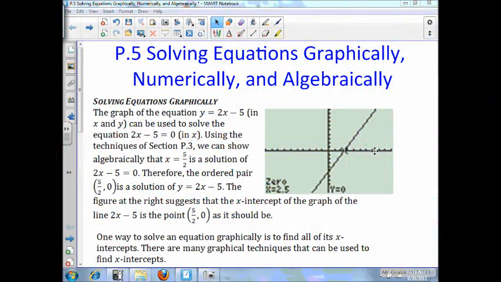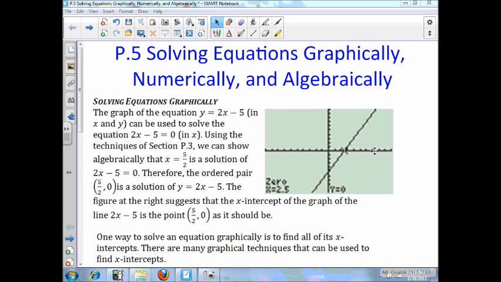In this lesson, we're going to be solving equations graphically, numerically, and algebraically. The graph of the equation y equals 2x minus 5 in x and y can be used to solve the equation 2x minus 5 equals 0 in x. Using the techniques from section P.3, we can show algebraically that x equals 5 over 2 is a solution of 2x minus 5 equals 0. Therefore, the ordered pair (5/2, 0) is a solution of y equals 2x minus 5.